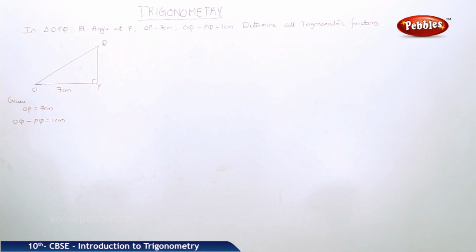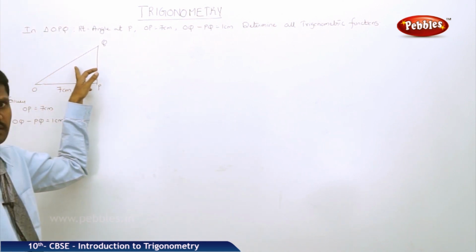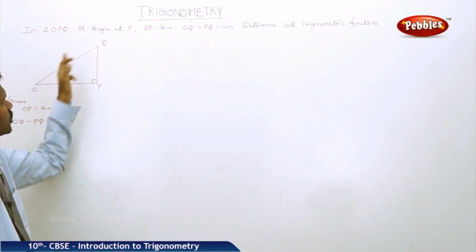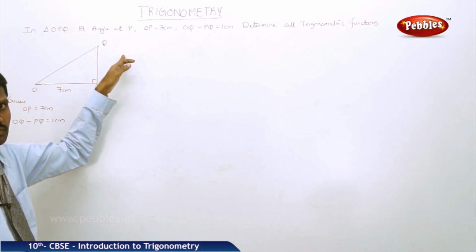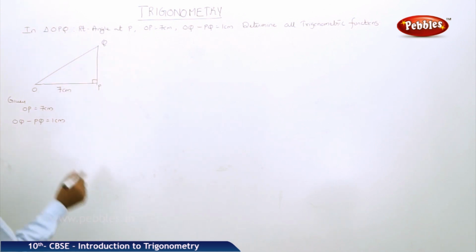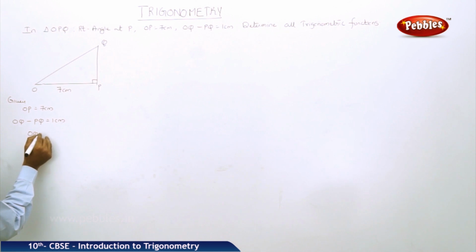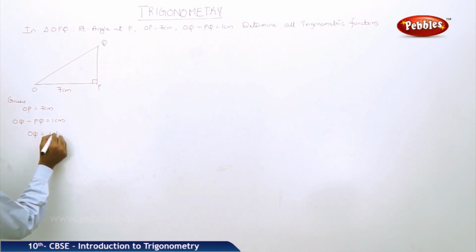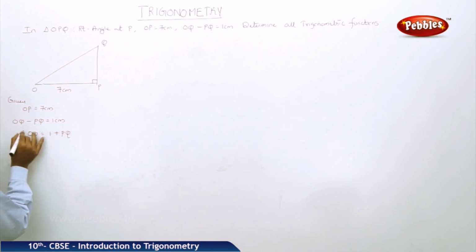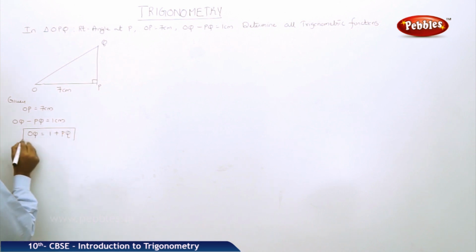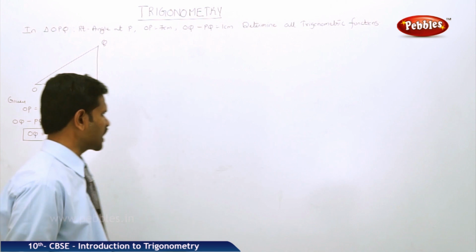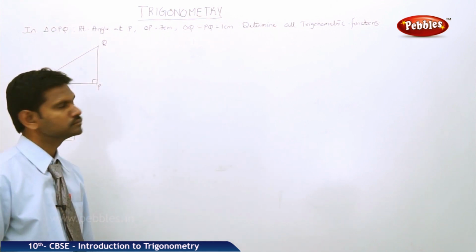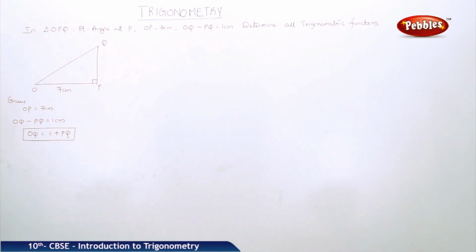Now, from the diagram, the hypotenuse is OQ. Let us separate OQ. OQ is equal to 1 plus PQ. This is what I observed, that is, the hypotenuse is separated.